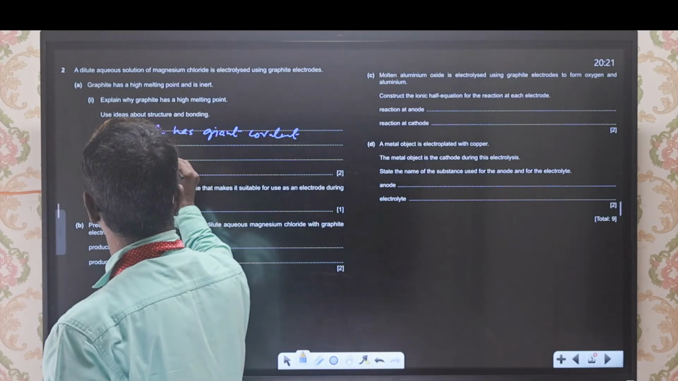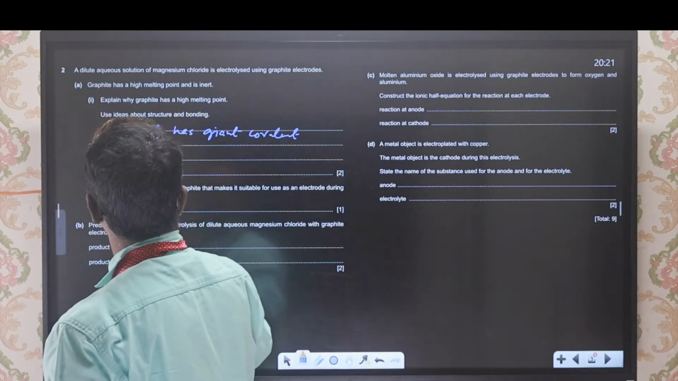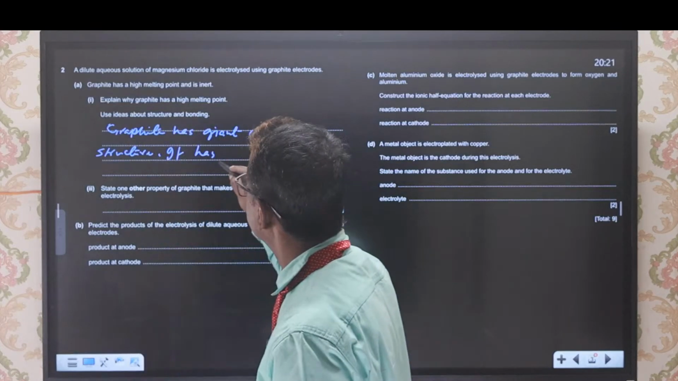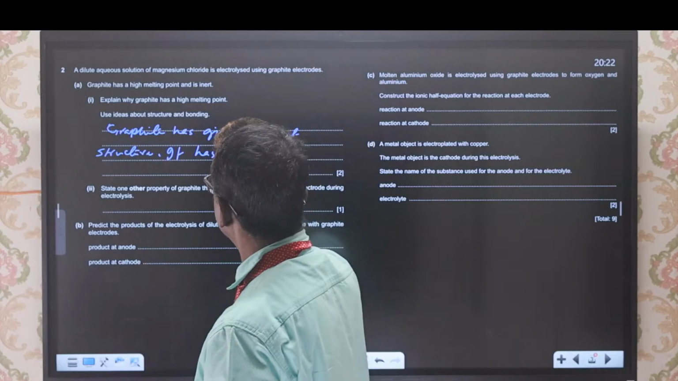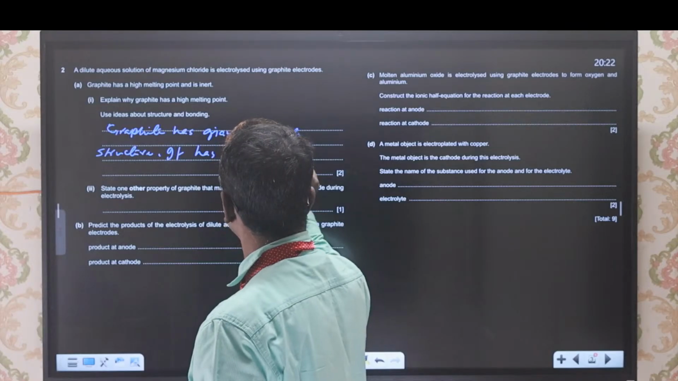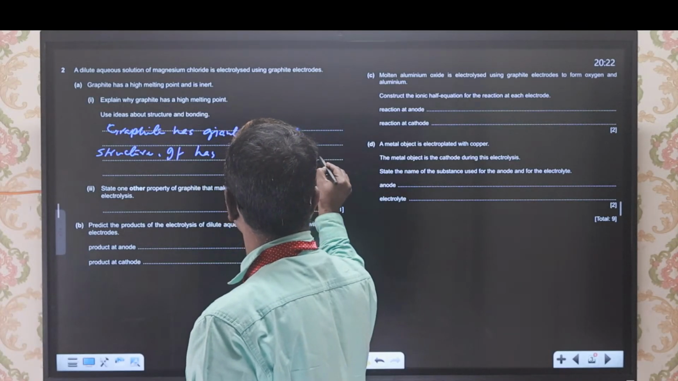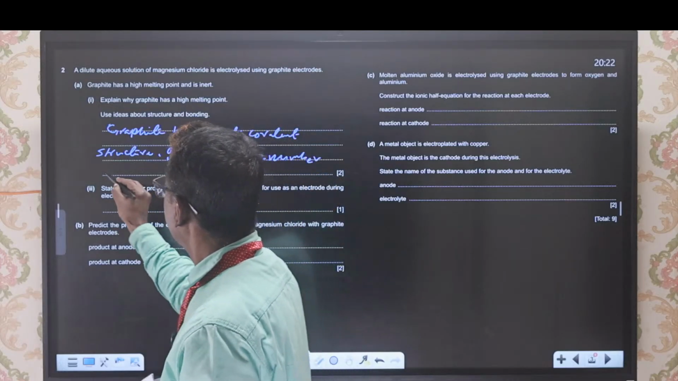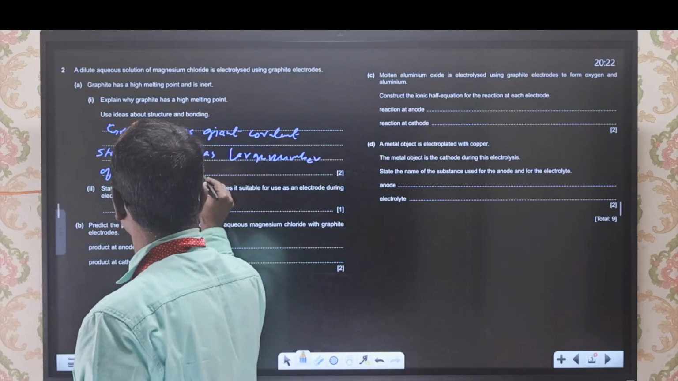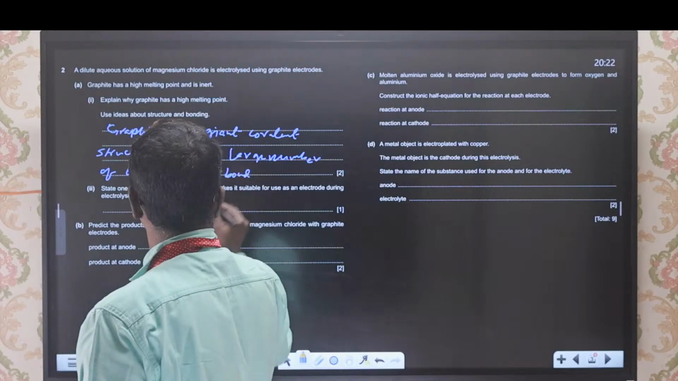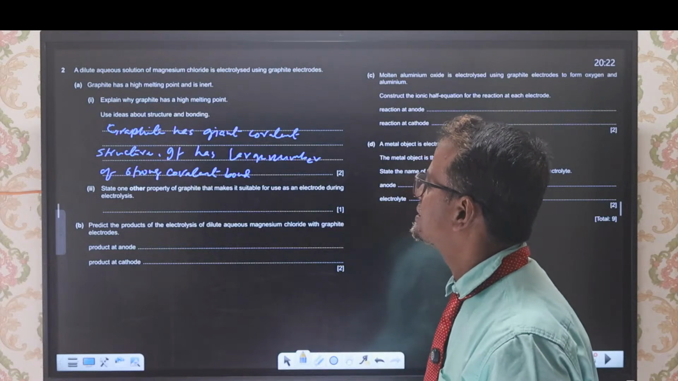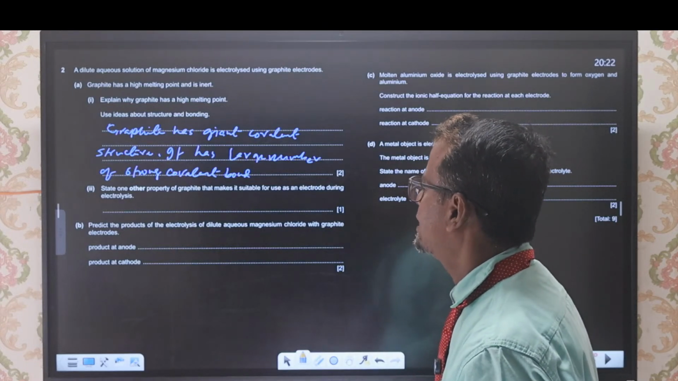For example, it has a large number of equivalent bonds. So it needs strong energy to break down this thing or overcome this attraction. So that's why it has high melting point, high boiling point. Okay.